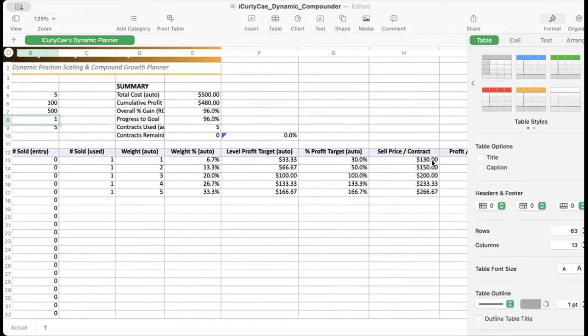You're going to sell your first one when it gets to 130. Once the value gets to 150, you're going to sell your second one. Once the value gets to 200, you're going to sell your third one. Once it gets to 233, you're going to sell your fourth one. Once it gets to 266, 67, you're going to sell your last contract. It's going to get you as close to your goal as possible. This thing is going to work as best as it can.